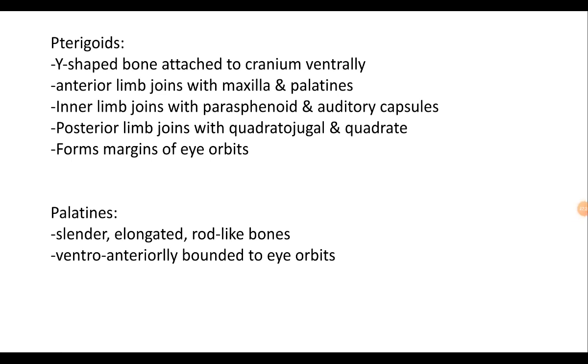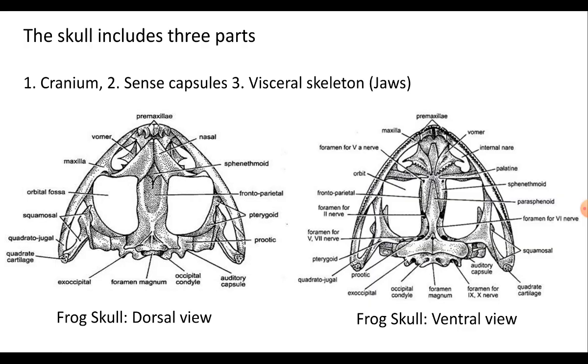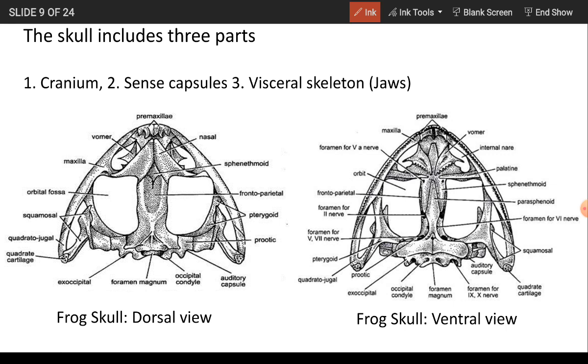Coming to the pterygoids, these are present on the ventral side of the skull. Just have a look at the ventral side of the skull. This is the pterygoid bone on the ventral side. As I have told you, it is present just behind the squamosal bones and attached laterally to the posterior end of the cranium. On the lateral side, it is attached to the cranium of the skull.